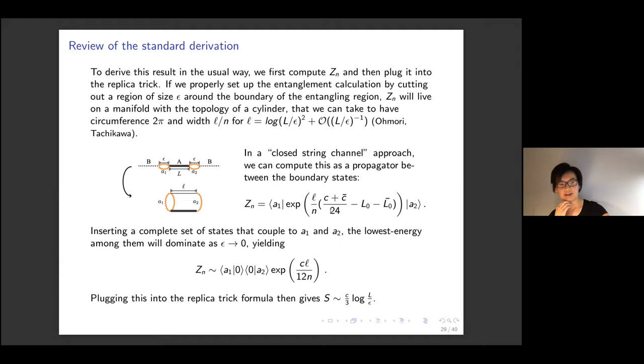Then the choice of A1 and A2 doesn't matter for the leading formula. Doesn't matter for the leading c over 3 log L over epsilon. Yes, absolutely. Thank you. Yeah, I think maybe you can probably do this calculation in a paragraph with twist operators or something. I'm setting it up this way because it'll be easier for me to rewrite in the next slide.